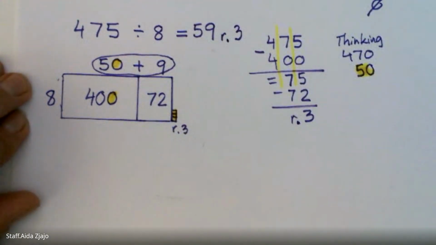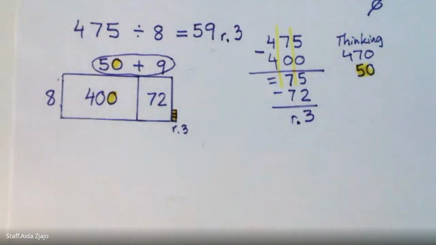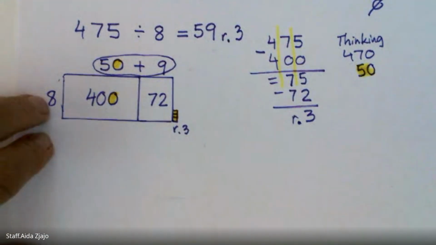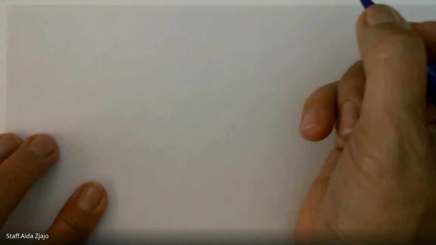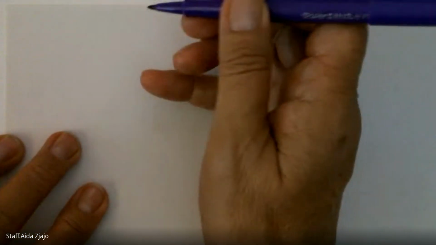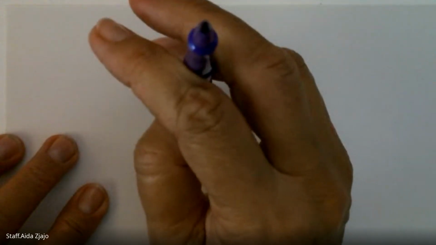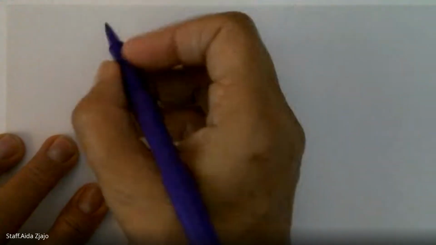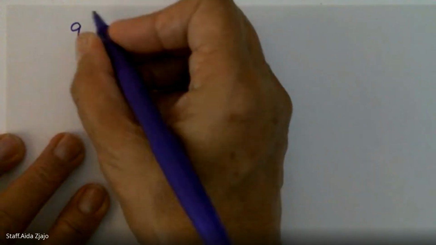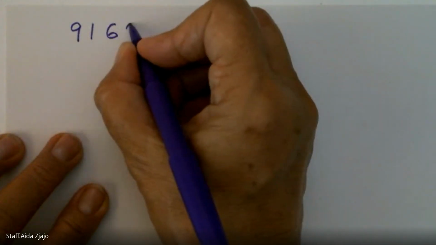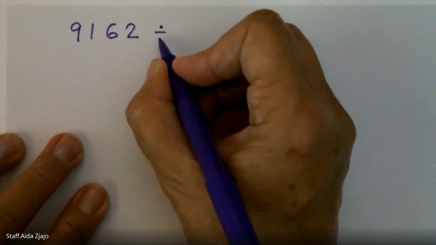Okay, that's another smaller number with a remainder. And then let's move to the next one. I have several. I was thinking to do as many as I can, so you can get comfortable doing the area. So how about we do now 9,162 divided into 3.